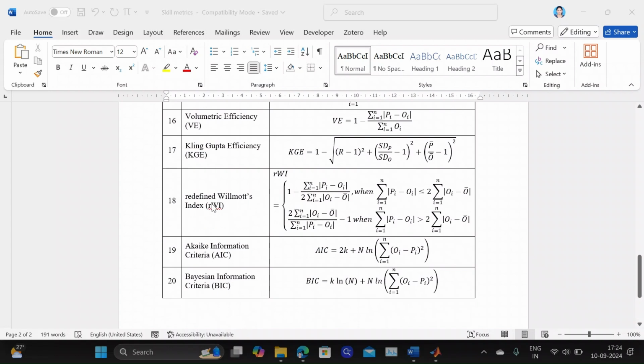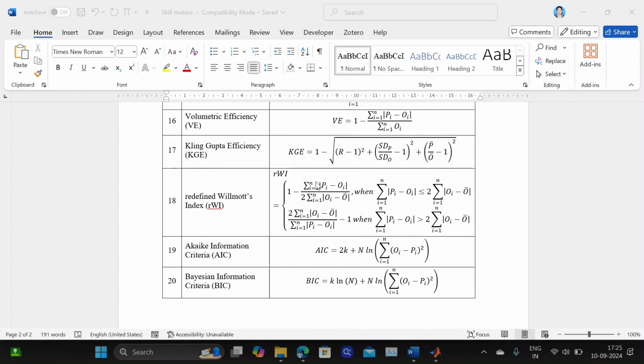The 18th metric is the refined Willmott index. This takes two forms depending upon this condition: the condition where the summation from i equal to 1 to n of the absolute values of the errors is less than or equal to 2 times the summation from i equal to 1 to n of the absolute values of Oi minus O bar. That is actually the deviation from the mean. So if this value is less than or equal to this value, then this is the formula.